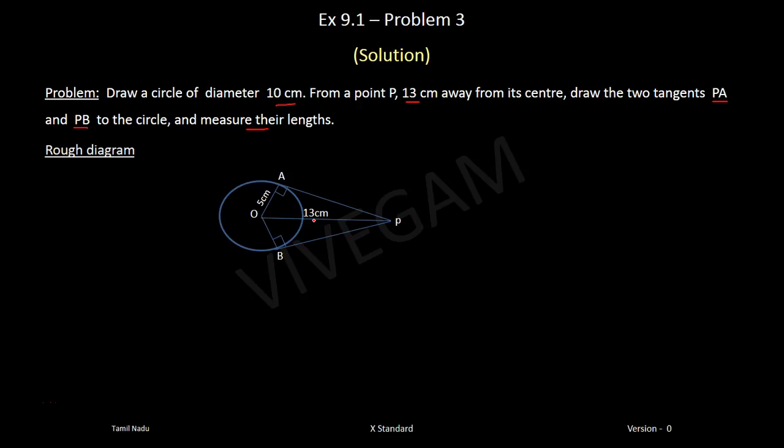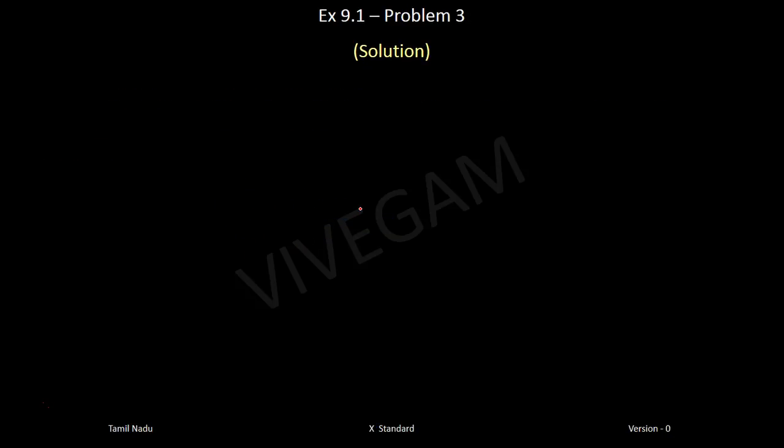Now we'll have to draw two tangents. So two tangents from P will be something like this, PA and PB, which will touch this extreme point. And we are asked to measure the length of the tangents. So with that in mind, let's do the construction.